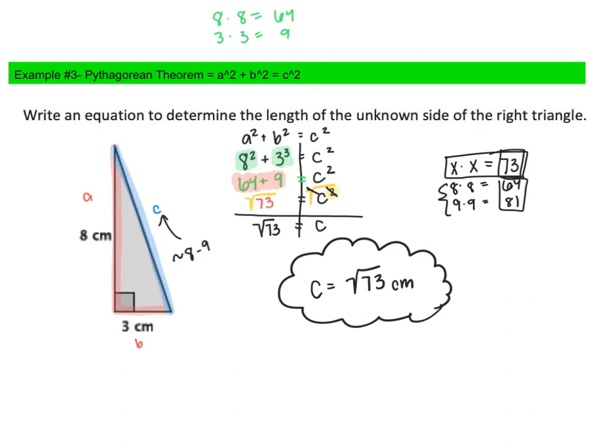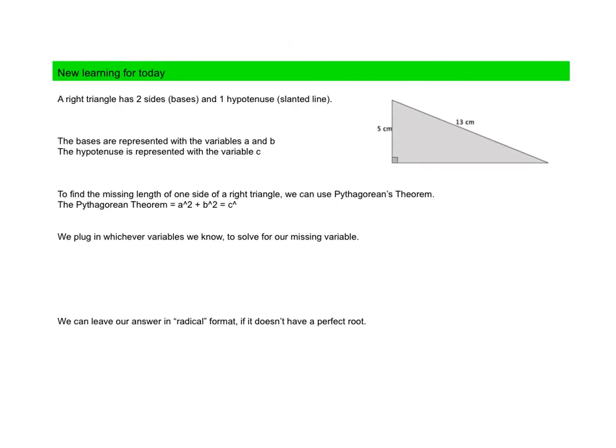So that's why we're going to guess that, but we don't have to do that yet. We'll do that tomorrow. All right, let's review your new learning for today before you get into your practice.